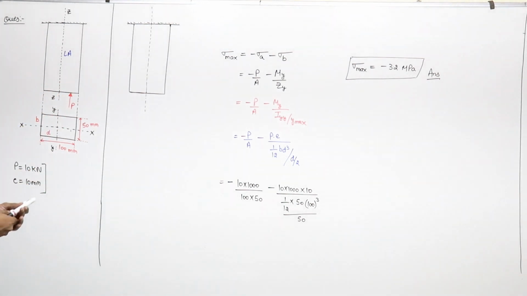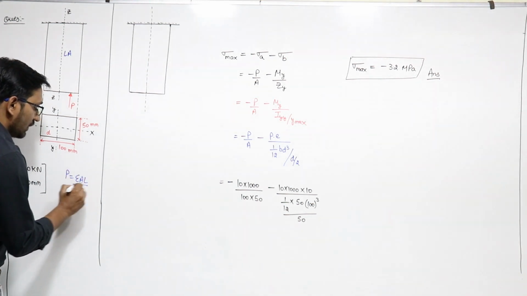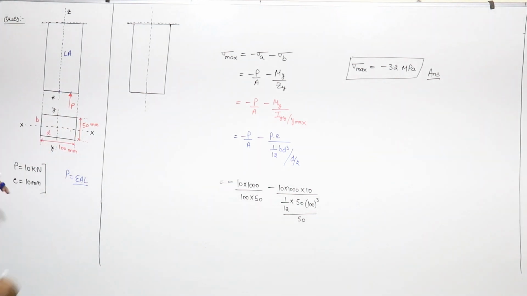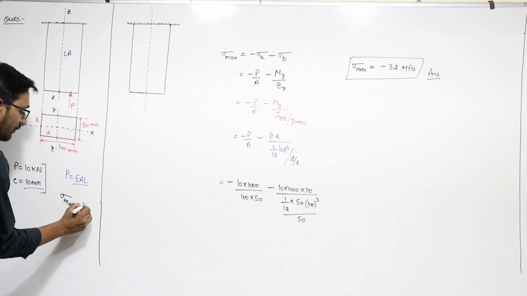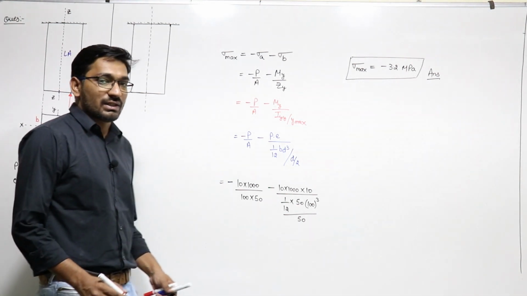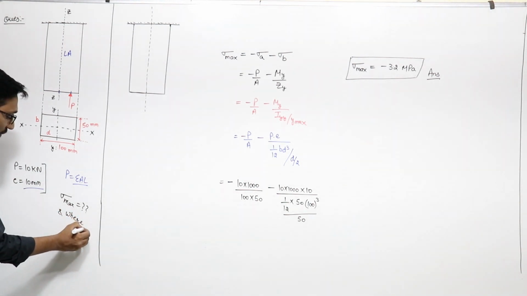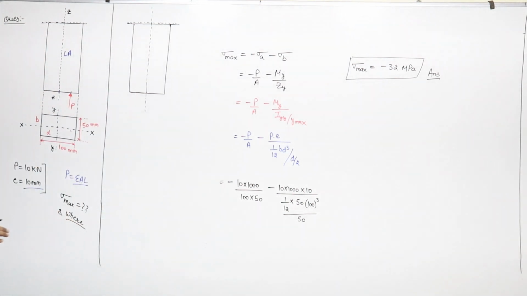So we can say that the load P is an eccentric axial load, and the eccentricity, that means the distance from this point to the neutral axis, is given as 10 mm. So we have to find what is the maximum stress induced in this bar, and where this maximum stress is induced because of this load P, that is 10 kilonewton.